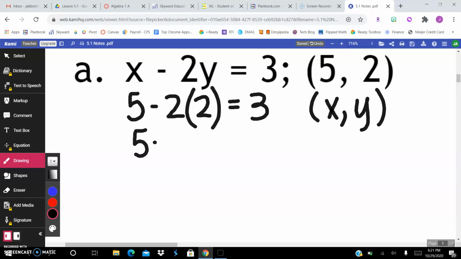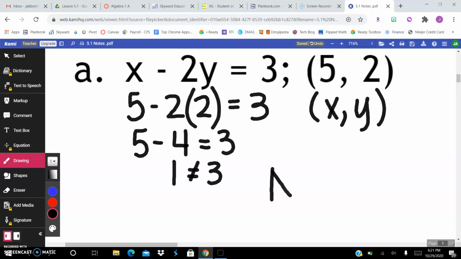So this is really 5 minus 2 times 2, which is 4. And they're saying 5 minus 4 would be 3. And it's actually 1. So this is not equal to it. So no, this is not a solution.